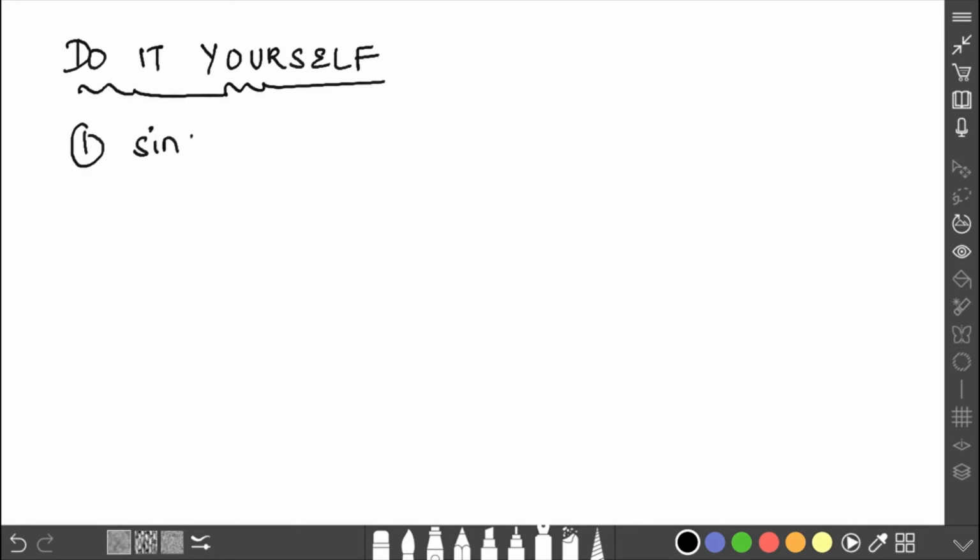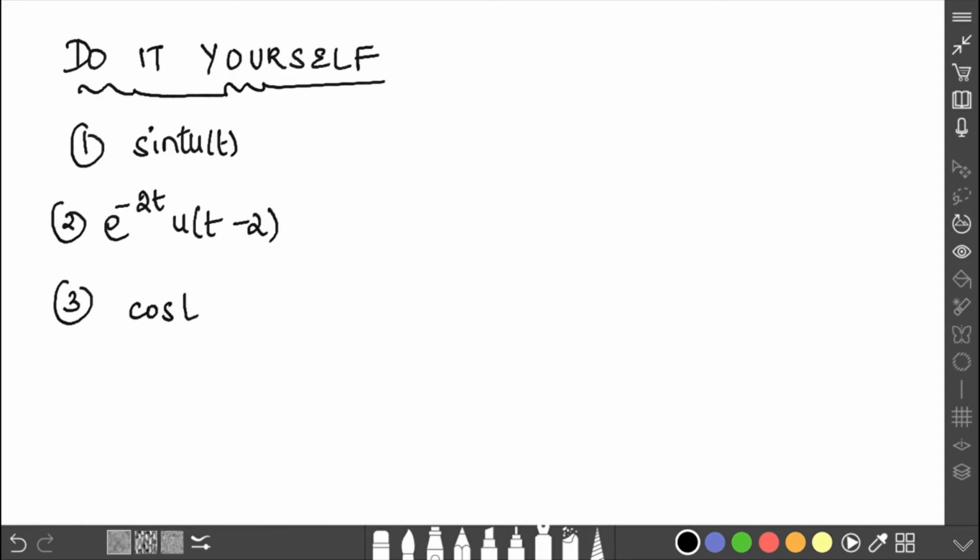So for this exercise problem, please do it yourself. For example, sin t into u of t. Second one, e power minus 2t into u of t minus 2. Third one, cos t into u of t. And for each of these, the answer will be like this. Please check it out. This is the example for causal. Let me show you the same thing with examples of non-causal.